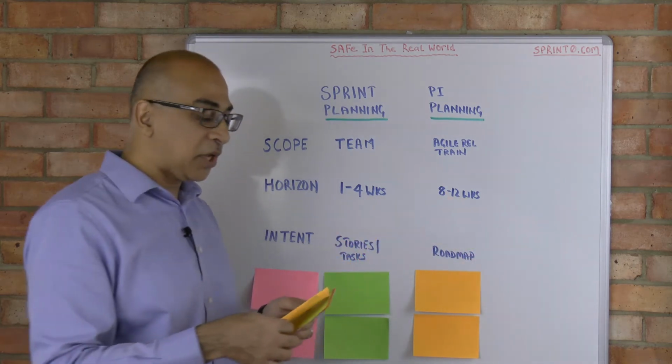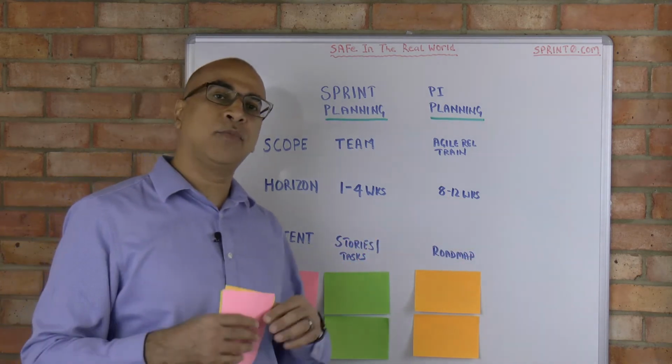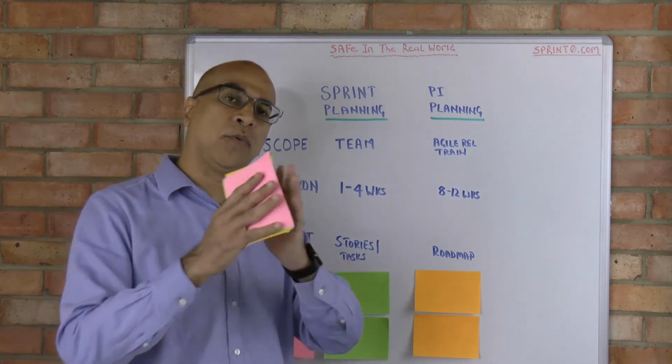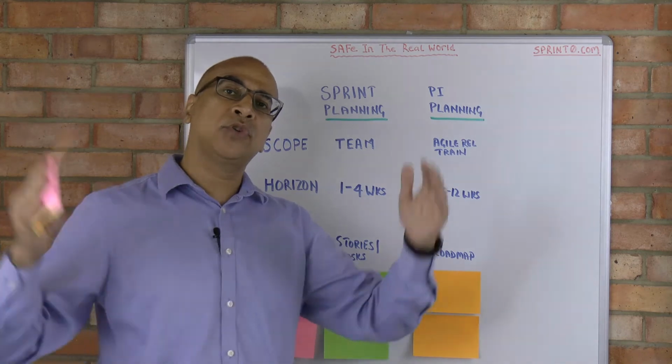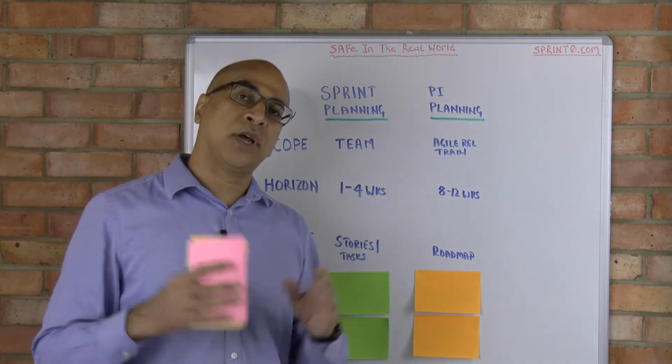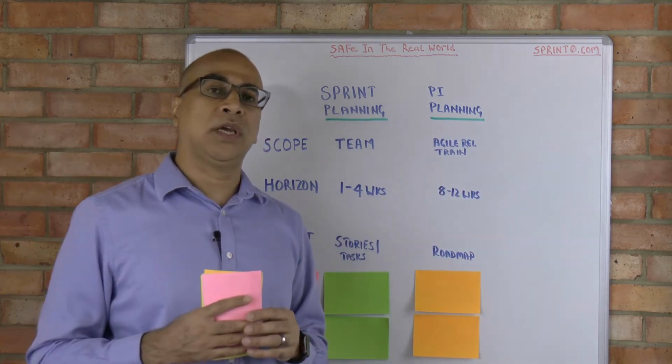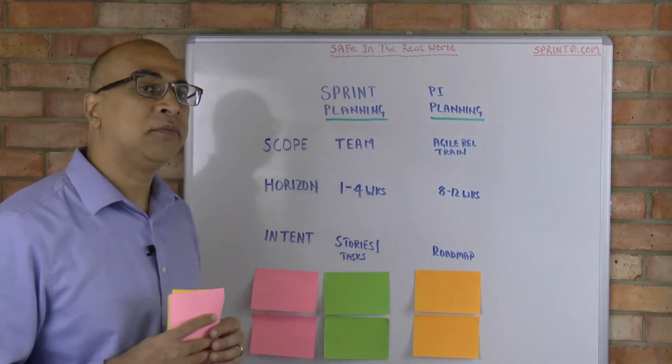Whereas when we look at PI planning, it's much higher level. It's more of a roadmap planning. It's like, what do we intend to be doing over these 4 to 6 sprints, if you like, or 4 to 6 2-week iterations as well?